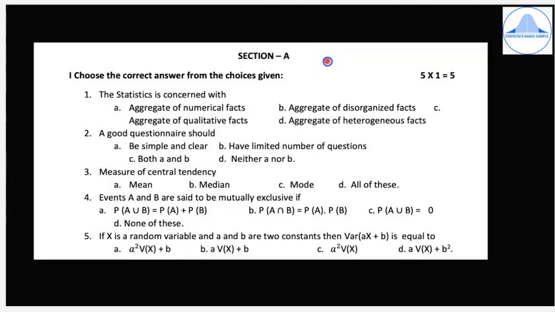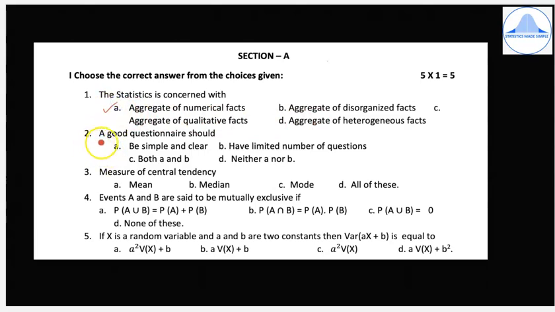Section A, first main: choose the correct answer from the choices given. 5 into 1 is equal to 5. First question: statistics is concerned with A, aggregate of numerical facts, B, aggregate of disorganized facts, C, aggregate of qualitative facts, and D, aggregate of heterogeneous facts. The correct answer is A, aggregate of numerical facts.